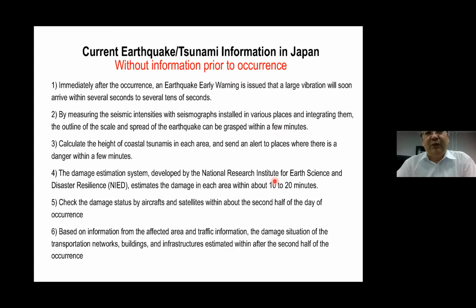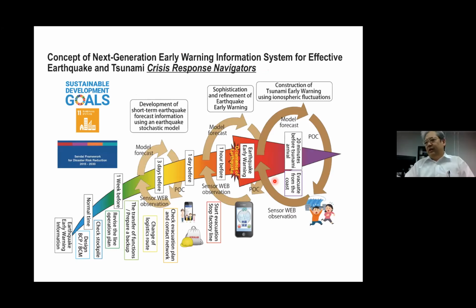If we have adequate information before the quake, or we can improve the current early warning system, a much better world can be created. My talk is related to this. This is a concept of the next generation early warning information system for effective earthquake and tsunami response. Here is the time axis: this is the occurrence of the earthquake, and maybe some time later the tsunami is coming.